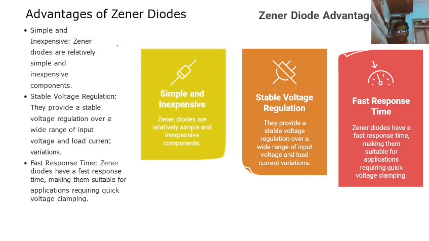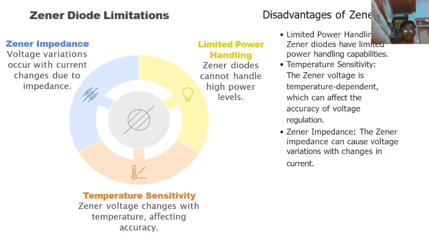Advantages of Zener diode. Simple and inexpensive. Zener diodes are relatively simple and inexpensive components. Stable voltage regulation. They provide stable voltage regulation over a wide range of voltages and load current variations. Fast response time. Zener diodes have a fast response time, making them suitable for applications requiring quick voltage clamping, etc.